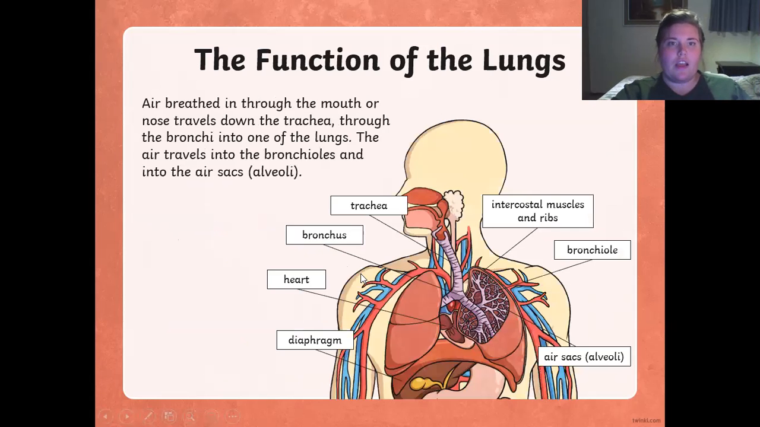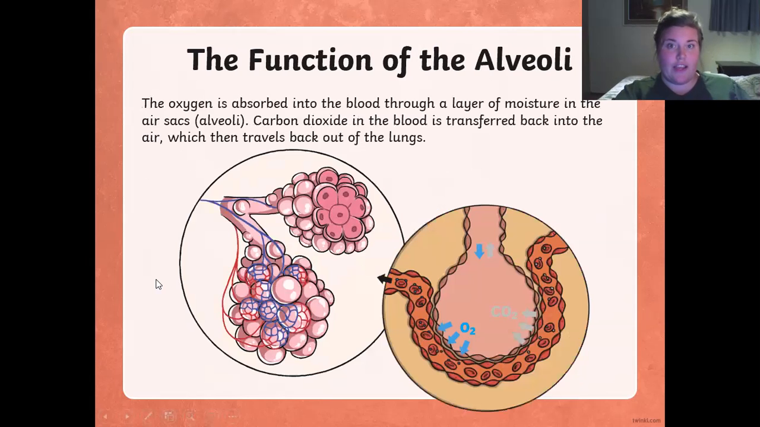Right. The function of the lungs continued. The air breathed in through the mouth or the nose travels down the trachea, through the bronchi, into one of the lungs. The air travels into the bronchioles and into the air sacs. Remember I was talking about the air sacs, this is where it's important for the circulatory system. Another name for these air sacs is the alveoli. So let's take a look at that.